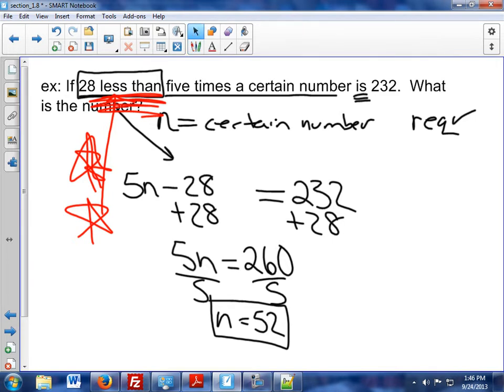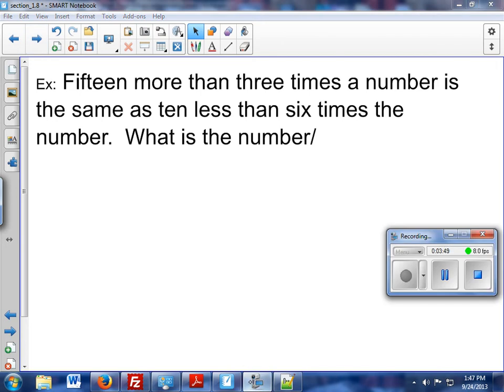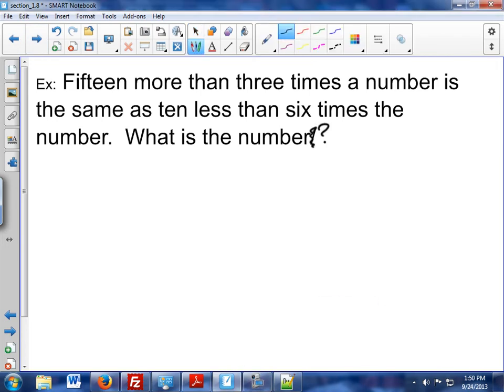Now, the next one, I'm going up in scale of difficulty. Okay? Go ahead, try that one. Okay, here we go. This one's a little bit more confusing because there's more words. So, you always should read it once first because nothing upsets a math teacher more than you come up here and you tell me you don't know how to do this and I ask what the problem is about and you say I don't know. Okay? So, 15 more than 3 times a number is the same as 10 less than 6 times the number. Well, let's let n equal number.